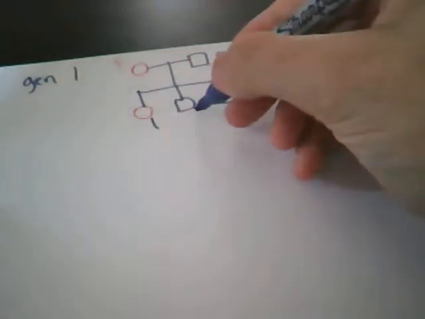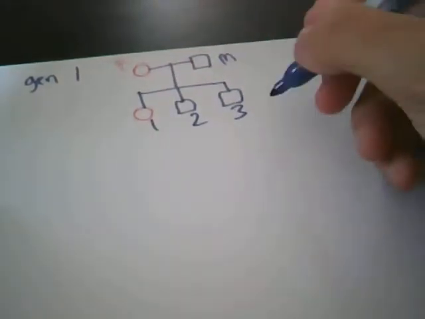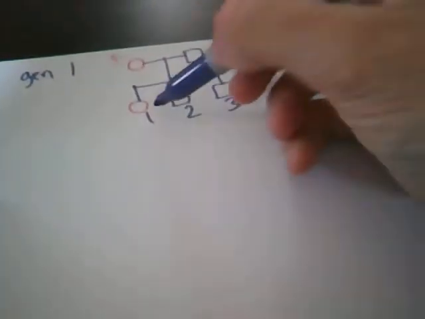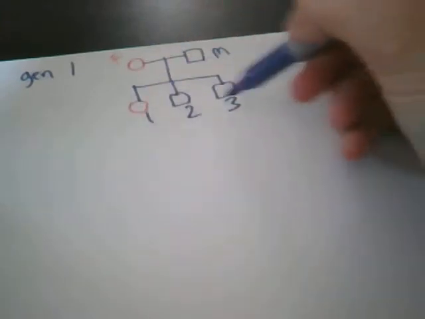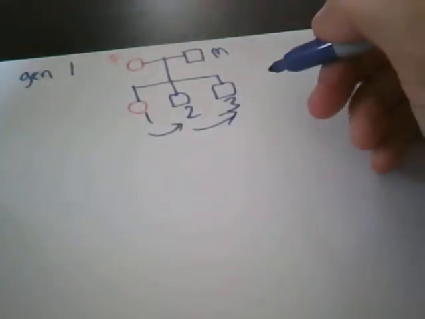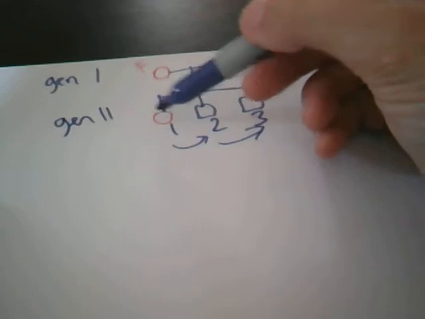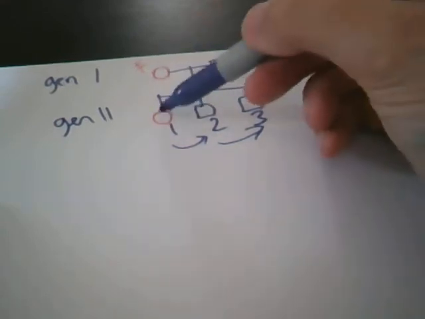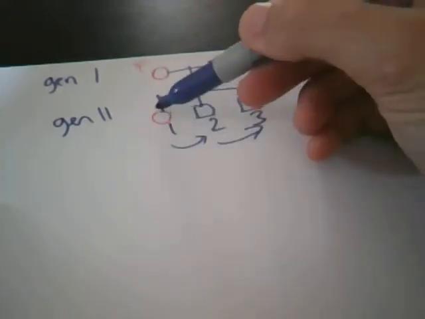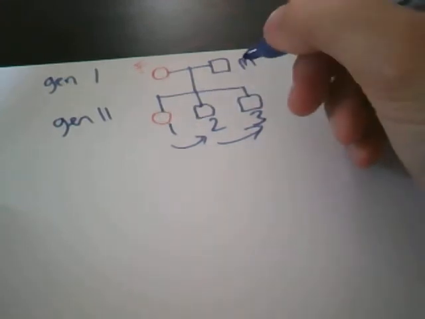So 1 offspring, 2 offspring, 3 offspring. Offspring are shown in birth order, from the firstborn, secondborn, thirdborn. That's how it goes. This is gen 1, this is gen 2, second generation. So I would be here in my case. Parents gave birth to me, then my younger brother, then my younger sister. But I'm not a girl, obviously.